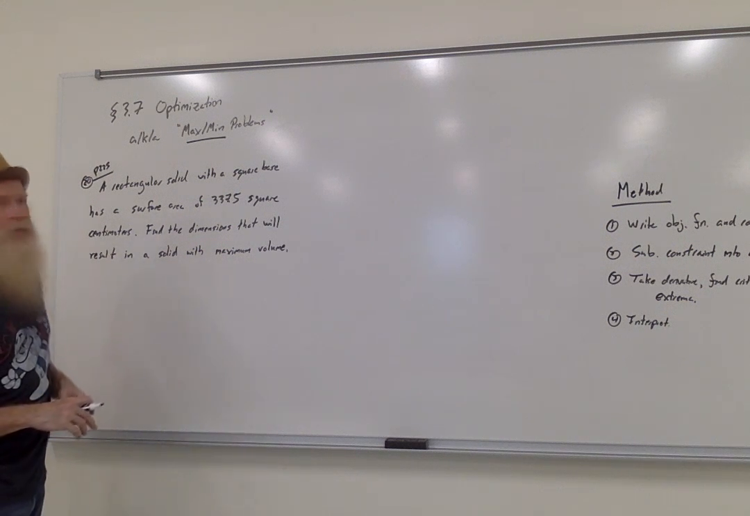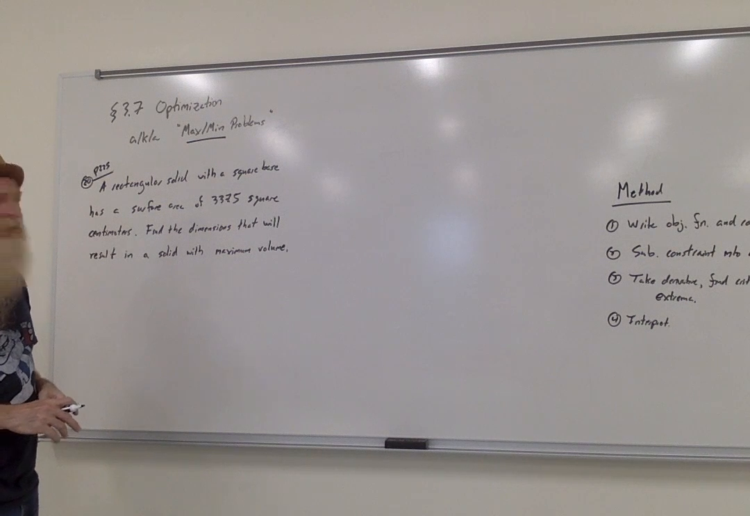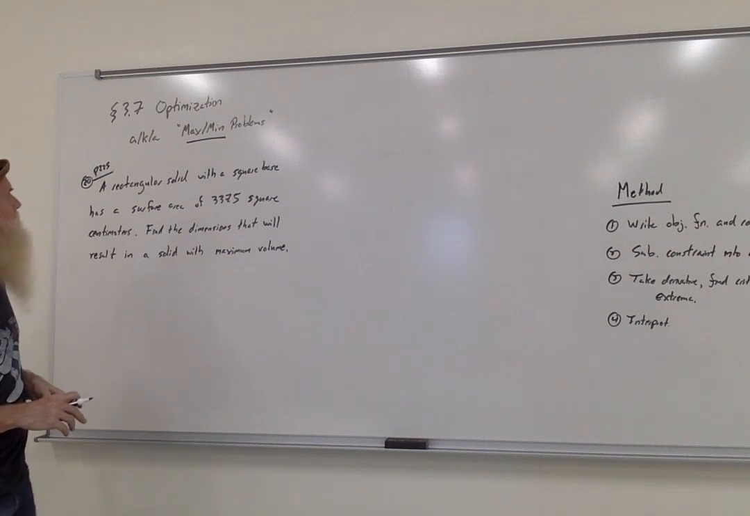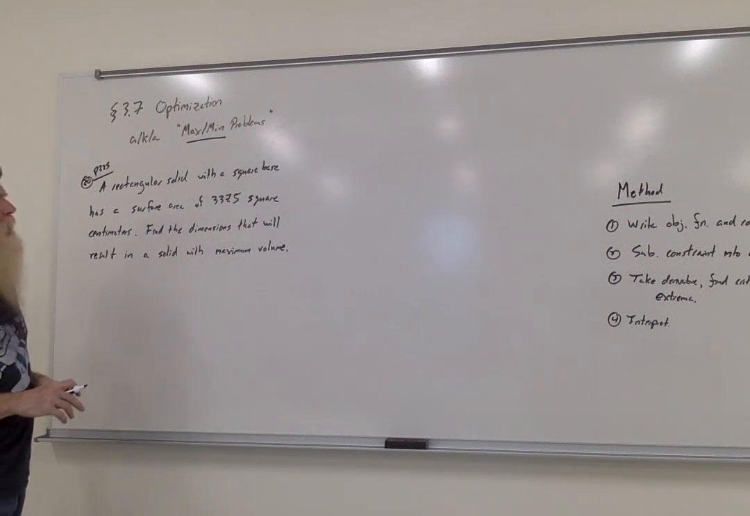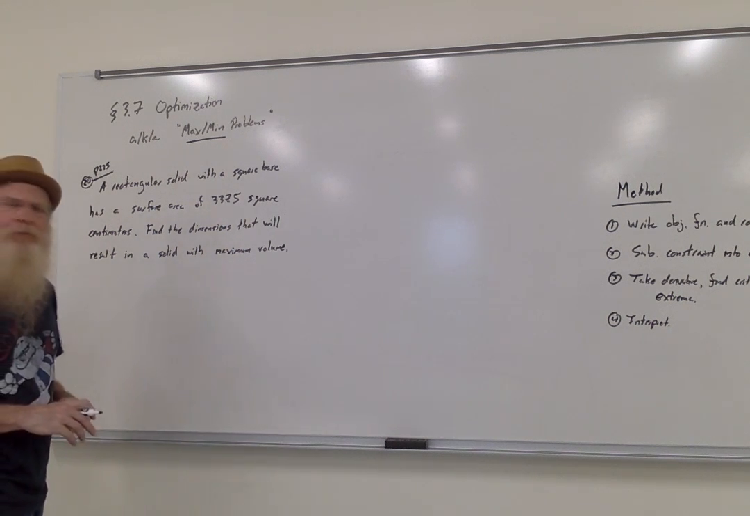As our second example of a max-min problem, let's do this one. This is problem number 20 from page 225 of the book. A rectangular solid with a square base has a surface area of 337.5 square centimeters. Find the dimensions that will result in a solid with maximum volume.